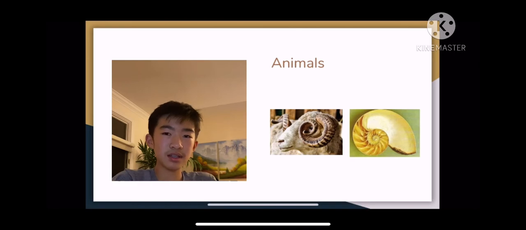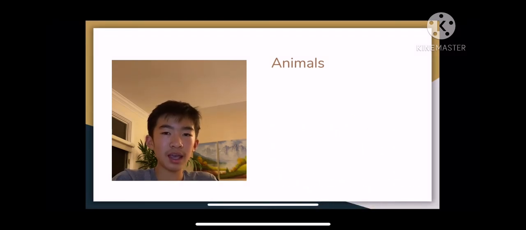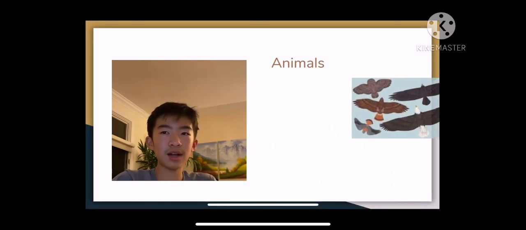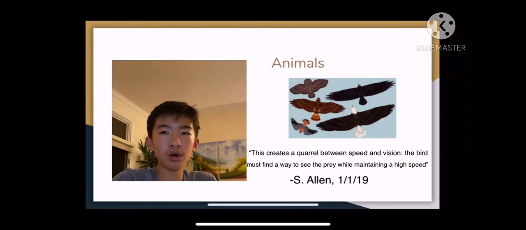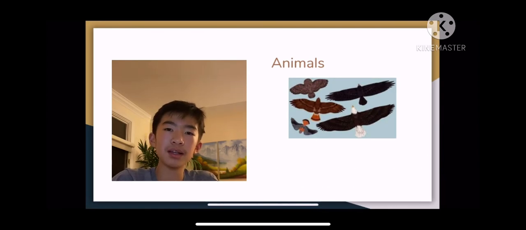There are more uses than just the physical ones, however. Animals like hawks and raptors, birds of prey, use it to hunt at high speeds. To achieve the maximum speed, they need to be as aerodynamic as possible. However, when diving with their heads forward, they cannot see in front of them. This creates a quarrel between speed and vision. The bird must find a way to see the prey while maintaining a high speed. What do you think is the solution?